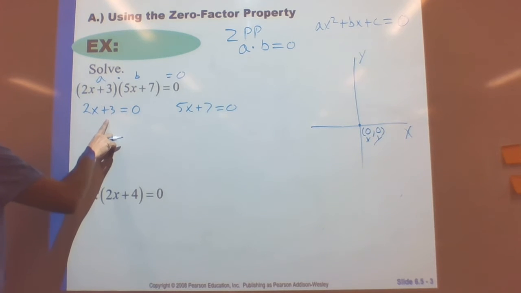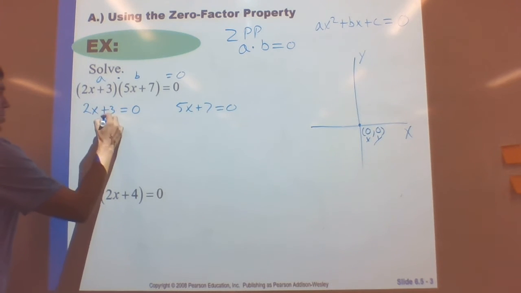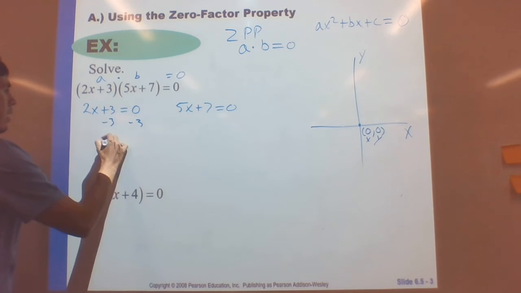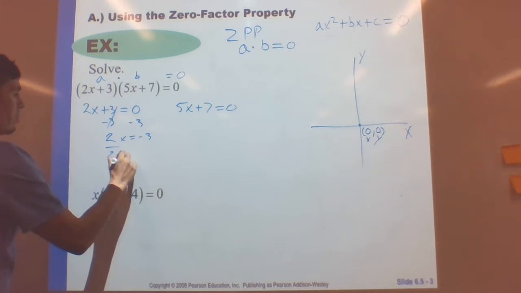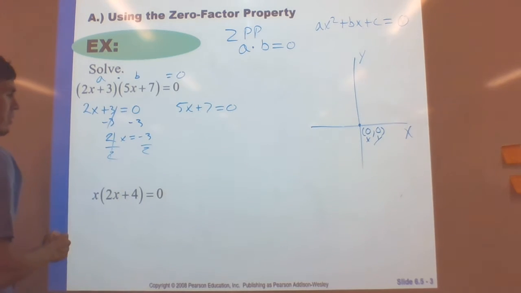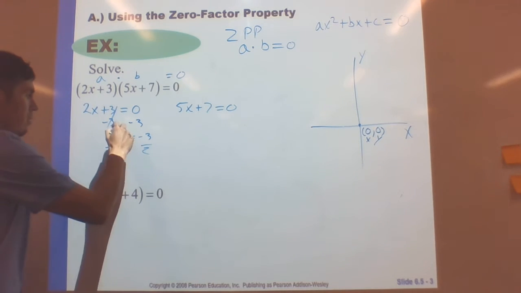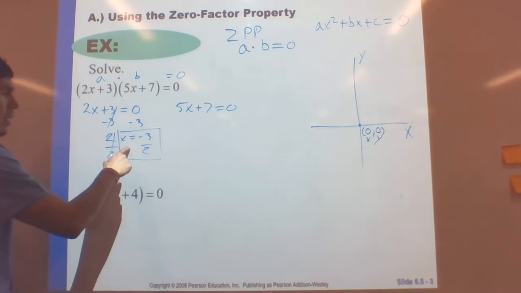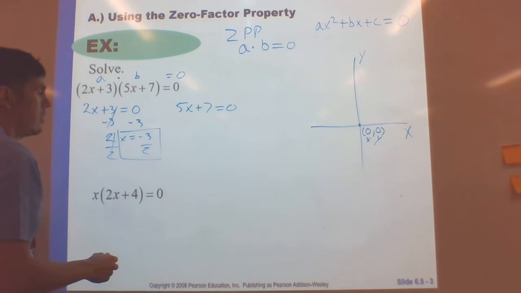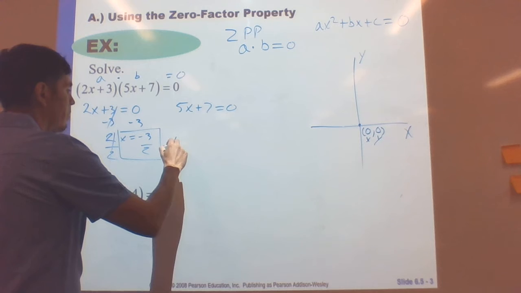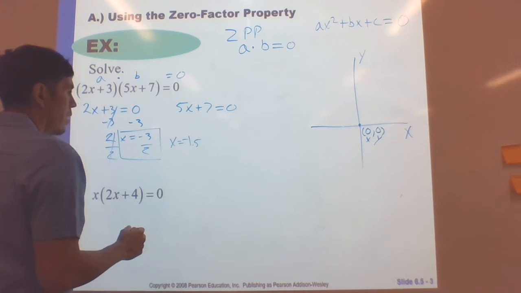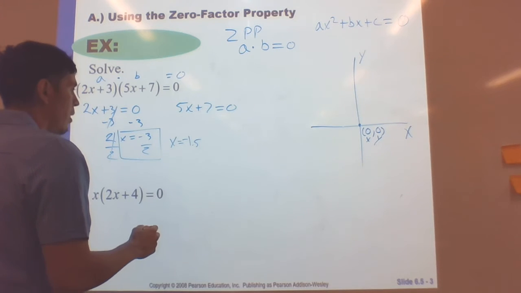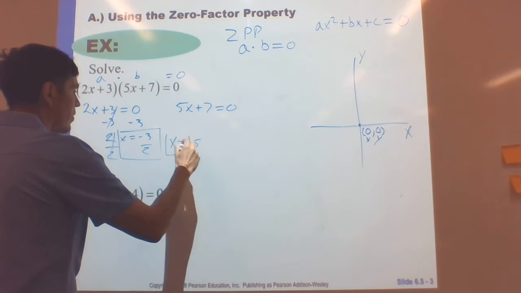We solve here, and I want to subtract both sides by 3. I get 2x equals negative 3. Solve for x. I'm going to divide both sides by 2. 2 divided by 2 is just 1. So then my 0 is going to be at negative 3 halves, which is just going to be x equals negative 1.5. So again, that's my answer right there.